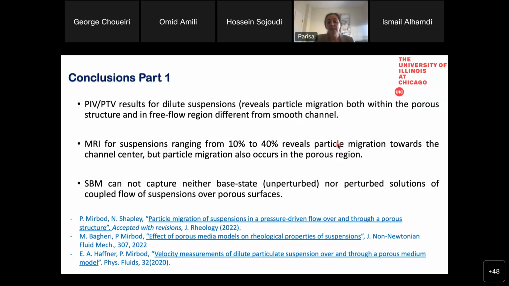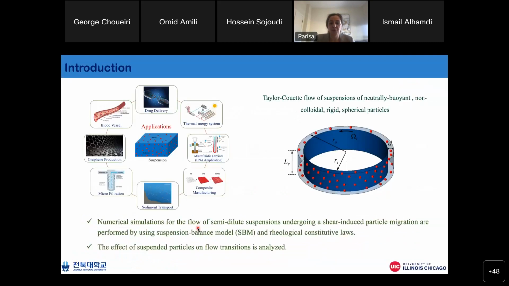I have to also mention that we did some linear stability analysis using the suspension balance model that was proposed in the Army proposal, but neither the base state nor the perturbed solution could be captured with the suspension balance model, and that's why we had to move on to other scenarios. Here are the three published papers that are related to this part one.